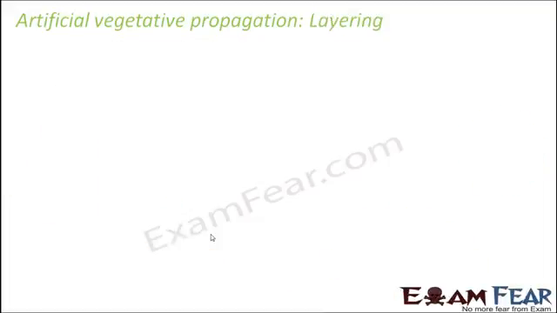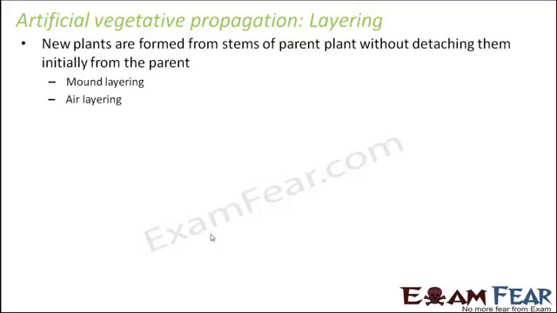The next technique is layering. So what happens in layering? Here new plants are formed from stems of the parent plant without detaching them initially from the parent. So now how do we do this layering? New plants are formed from the stems of the plant, but we do not detach them from the parent plant initially. We keep it attached to the parent plant.